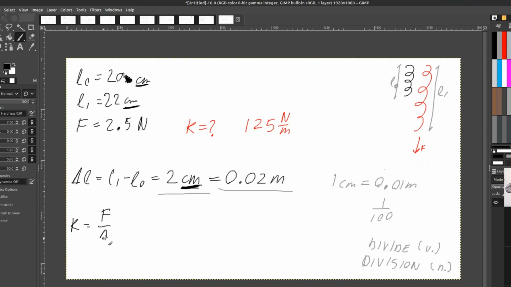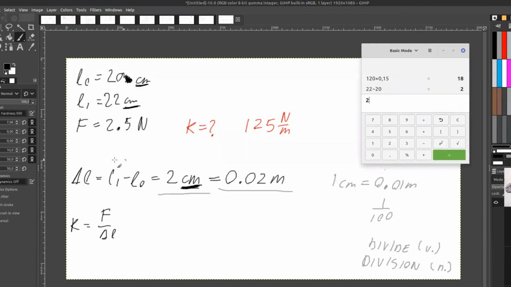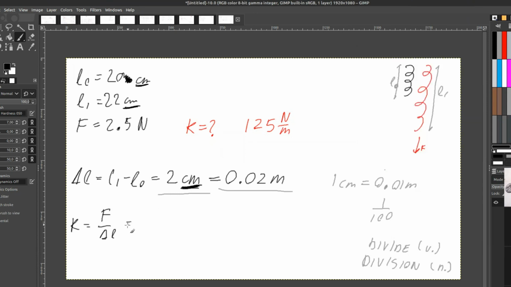So yeah, and for that you just have to use a calculator. Mahbub, 2.5 over 0.02 will be 125. Okay. And Fatima, how's it going? Yeah, it's nothing. I just got the same answer. Okay. No answer, no question.